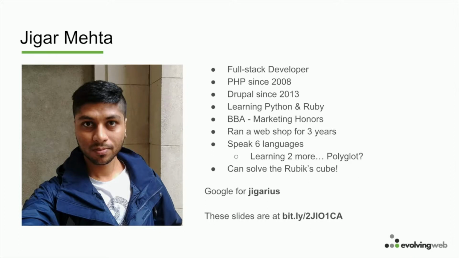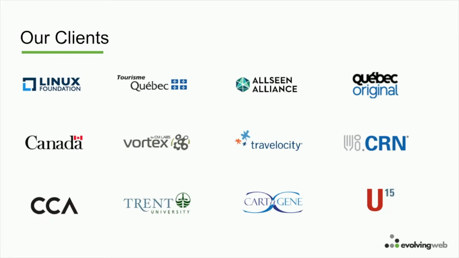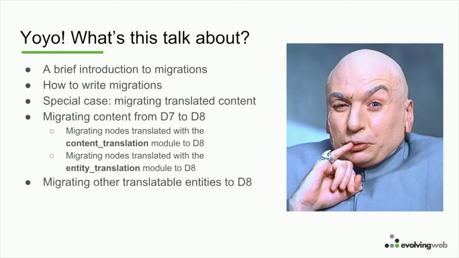Okay, so these are some of the projects that we have done at Evolving Web, like U15. We have done something for Tourisme Québec, and Princeton University Press is supposed to be on the list, but I think I have the wrong slide. So CRN, Quebec Original.